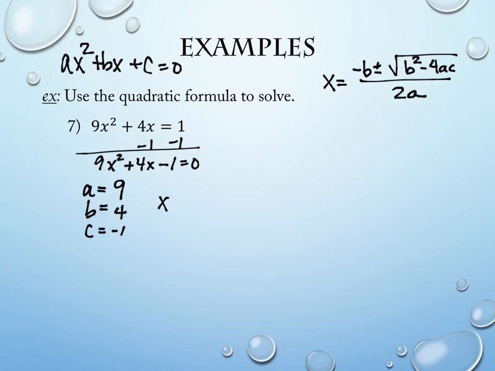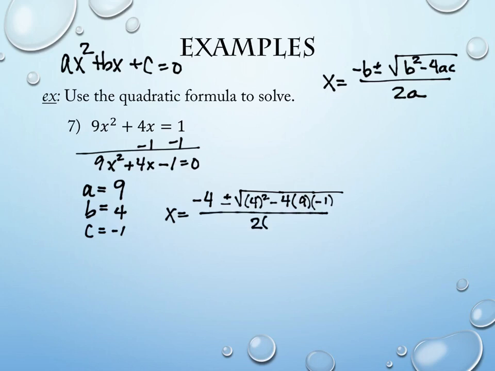Let's put it in. X equals negative b. Well, what's b? B is 4. Right, so negative b would be negative 4, plus or minus the square root of b squared. Well, b squared is 4, so I have 4 squared, minus 4 times a. What's a? 9. Times c? Negative 1. All over 2 times what? 9, because 9's a.